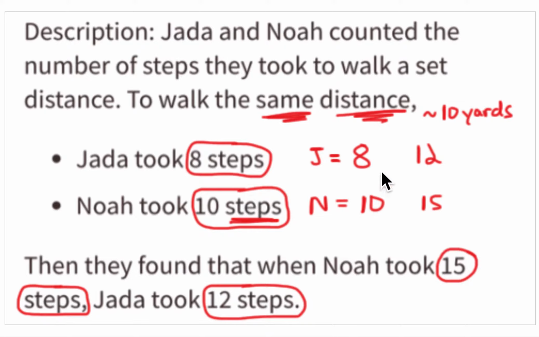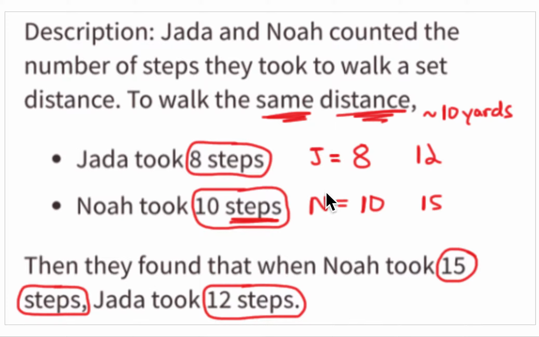And so Jada takes 8 steps, Noah takes 10 steps. If Jada takes 12 steps, now she's going farther in this case, and Noah has to take 15 steps. So notice, we'll look at a little line graph of this in a second, but Noah's taking smaller steps. He's covering that same distance, but he's taking smaller steps. Jada's taking larger steps. Then they found that when Noah took 15 steps, Jada took 12 steps. So this is the beginnings of a little table.